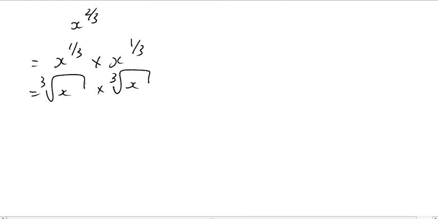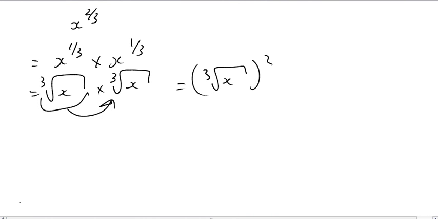Okay, so if we look at this, we know that that would be equal to the cube root of x, all squared, because we're multiplying it by itself. So let's look at this. We had an initial x to the power of a fraction with a 2 on the numerator, and we have squared here. And we had a 3 on the denominator, and we have a cube root here.